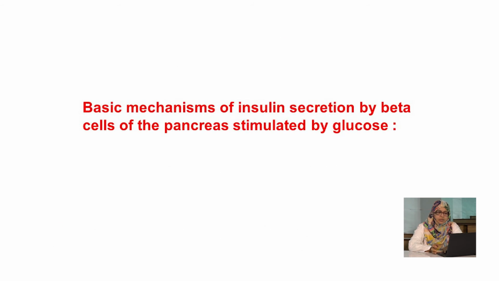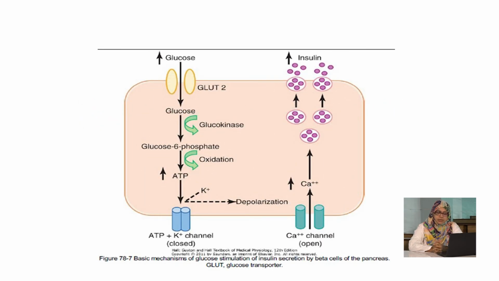Now, what is the basic mechanism of insulin secretion by the beta cells of the pancreas? That is glucose. Glucose is the main stimulus for secretion of insulin from the beta cells. Whenever the blood glucose level increases, glucose enters the beta cell and causes increased ATP in the cell, and that causes inhibition of the potassium channel and opening of the calcium channel. That triggers the entry of calcium into the cell, and that calcium causes exocytosis of insulin to the exterior.